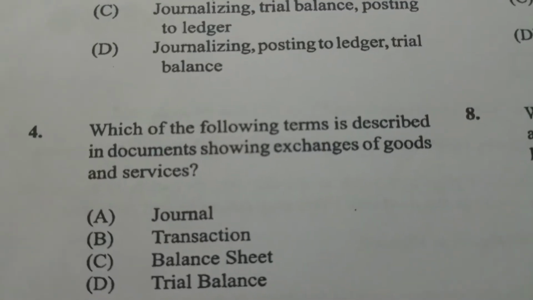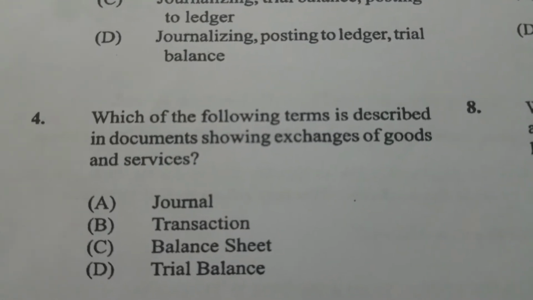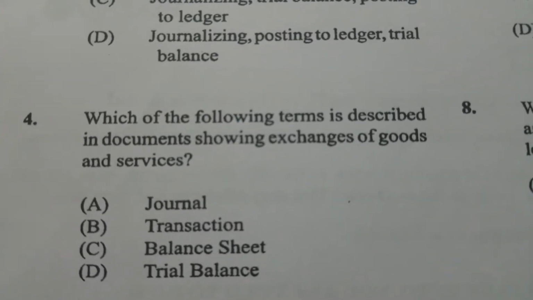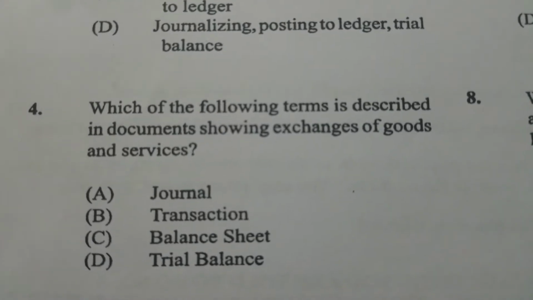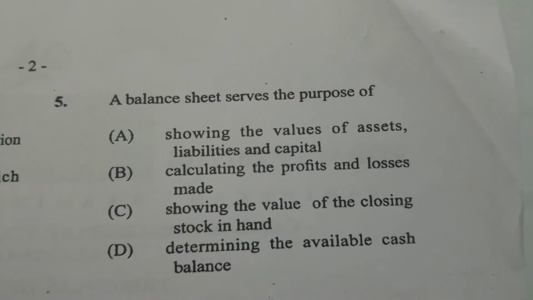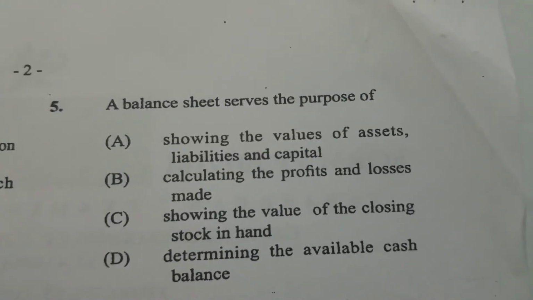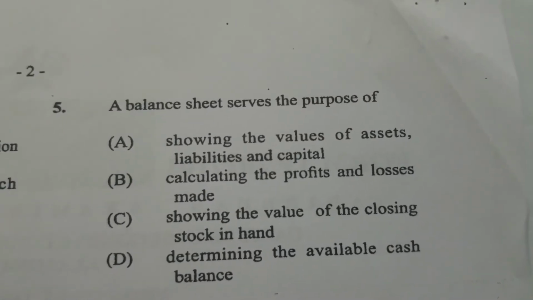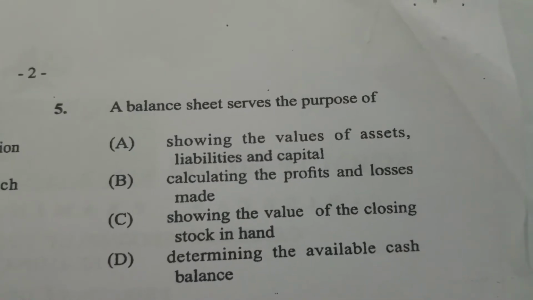Item 4. Which of the following terms is described in documents showing exchange of goods and services? And B is our answer, transactions. Item 5. The balance sheet serves the purpose of A, showing the values of assets and liabilities and capital. So A is the appropriate answer.